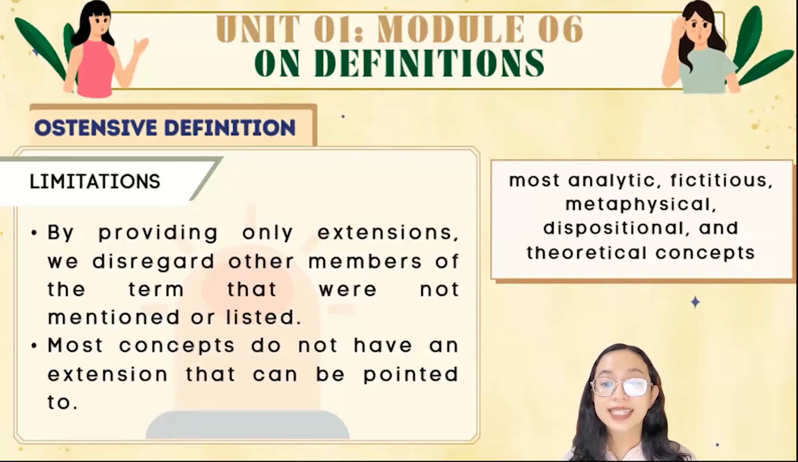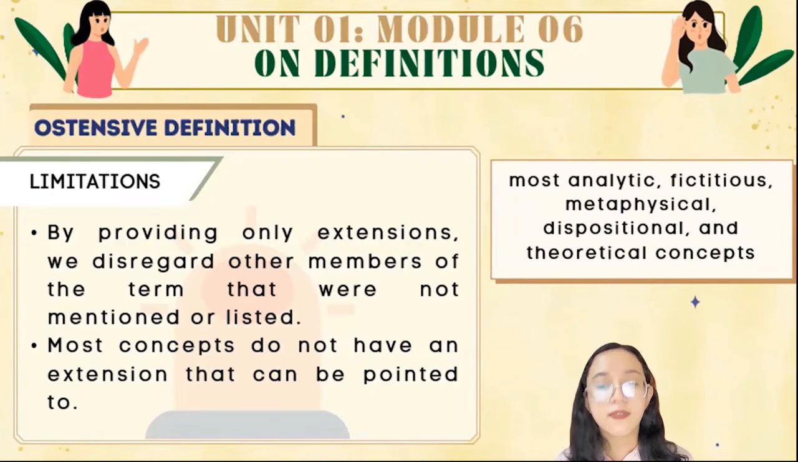And for my last slide, I will be stating the limitations of using the ostensive definition. Firstly, it is considered as incomplete because we are only providing extensions, so we may end up disregarding other extensions of the term that were not mentioned or listed. For example, with the term bird, by saying chickens and pigeons only, the person you are communicating with might misunderstand that chickens and pigeons are the only animals that can be considered as a bird and disregard the rest.